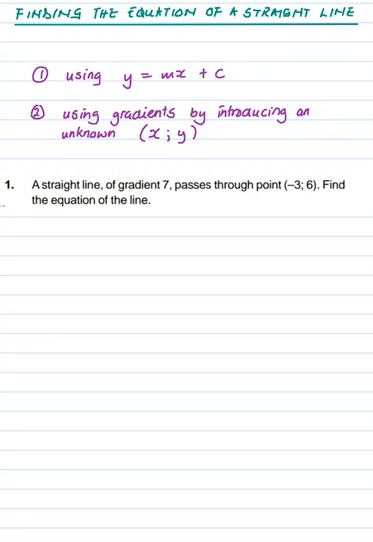So let's also look at how to find the equation of a straight line. We have two methods that are used. First of all, you can make use of the equation y is equal to mx plus c. That's the first equation that you can use. Or you can use method number 2, which is using gradients by introducing an unknown point, which is x, y. Those are the two methods that we want to learn in this lesson.